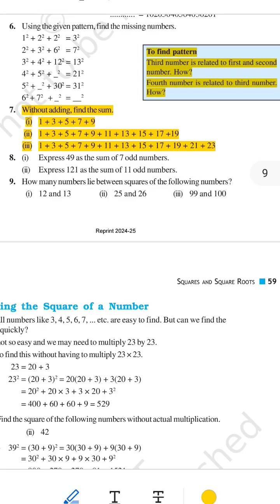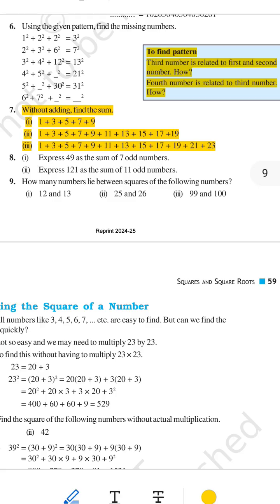Let's now apply this to your questions, step by step for each. 1 plus 3 plus 5 plus 7 plus 9. Let's count how many numbers there are: 1, 3, 5, 7, 9. That's 5 numbers. Now use the rule. Sum equals n squared. n equals 5. 5 squared equals 25. So the answer is 25.